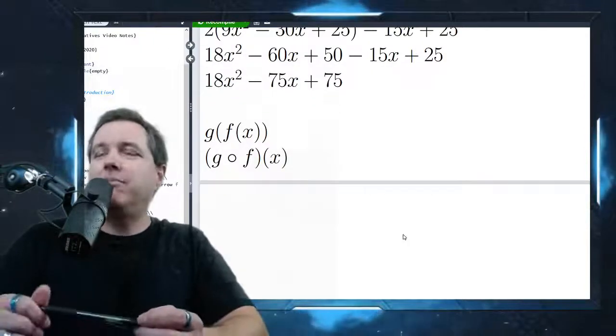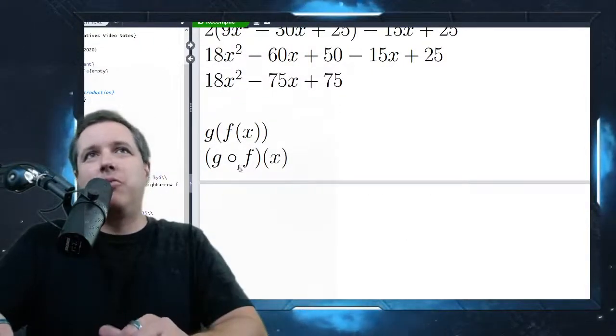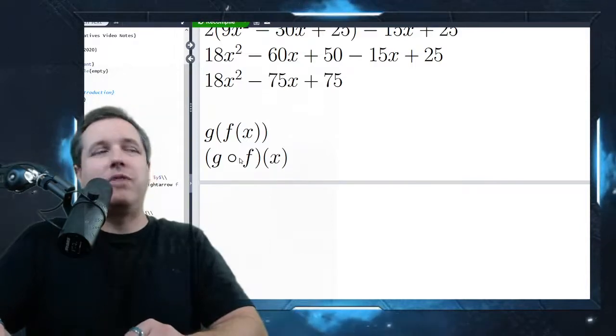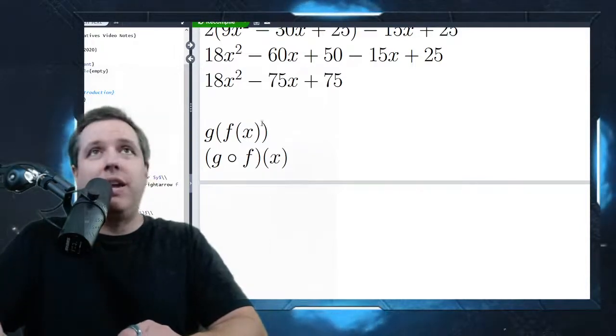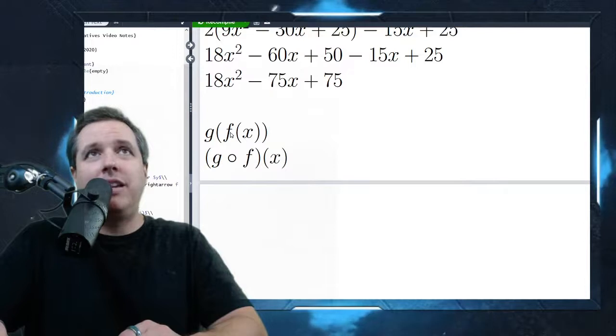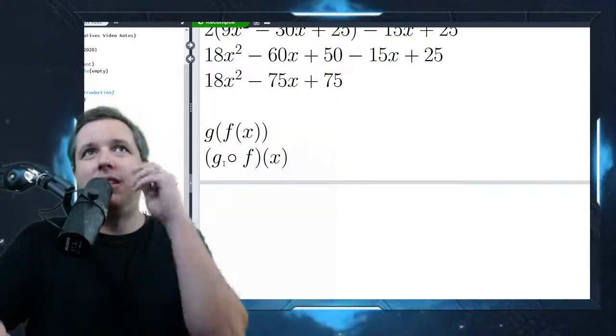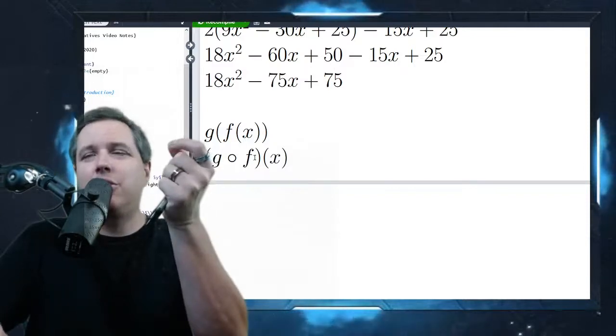So you may see that sometimes. It's just a weird way of writing compositions. In my opinion, it's outdated. I like this because you can just read it: I took an X, I fed it into F, and then I fed that into G. Sometimes, like certain books, will leave it backwards so that you're not sure what the order is.